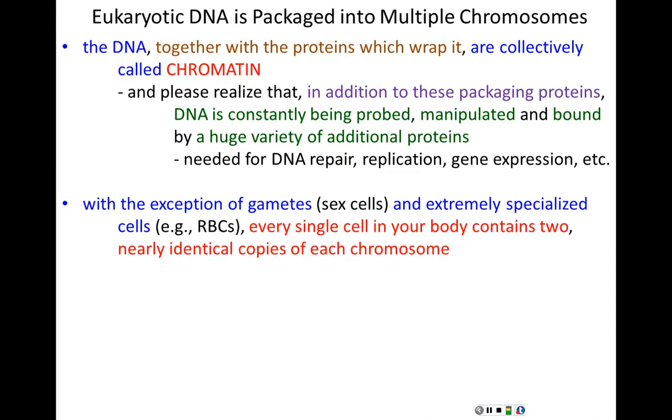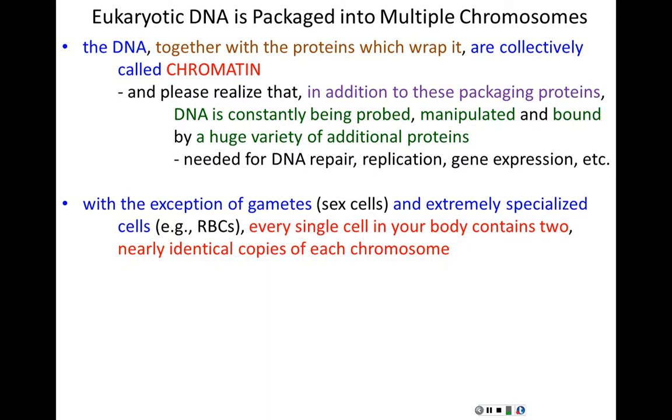With the exception of sex cells, gametes, reproductive cells, and extremely specialized cells, for example, red blood cells, every single cell in your body contains two nearly identical copies of every chromosome.